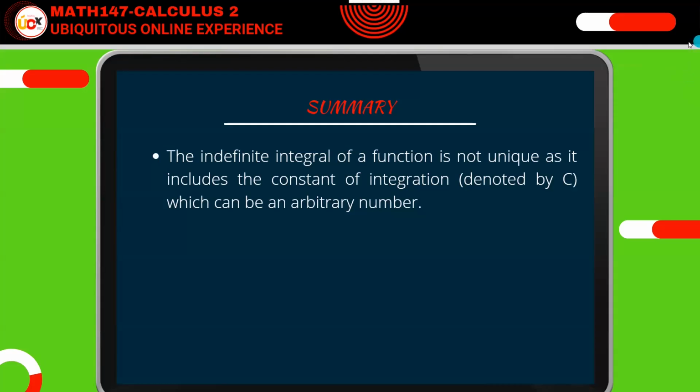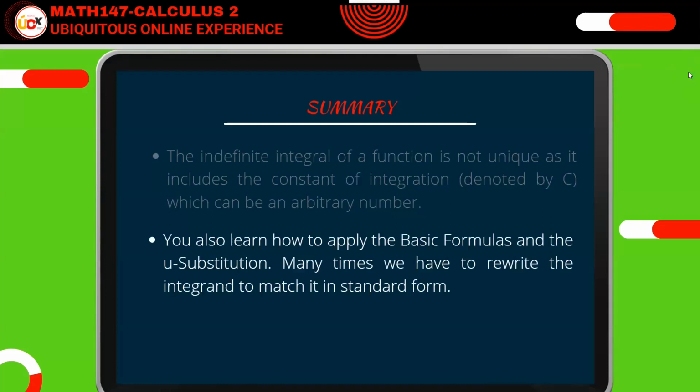So in summary, we have learned that the indefinite integral of a function is not unique as it includes the constant of integration denoted by c, which can be an arbitrary number. You also learned how to apply the basic formulas and the u substitution. Many times we have to rewrite the integrand to match it to standard form.